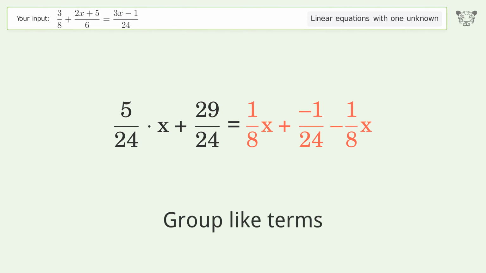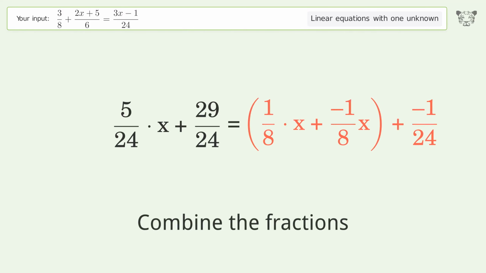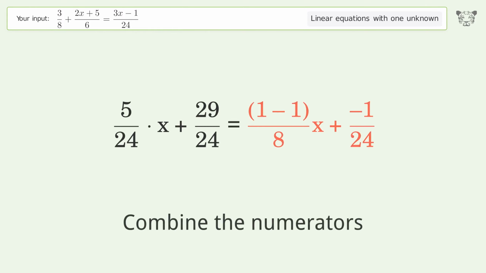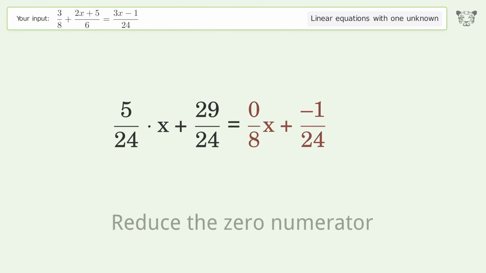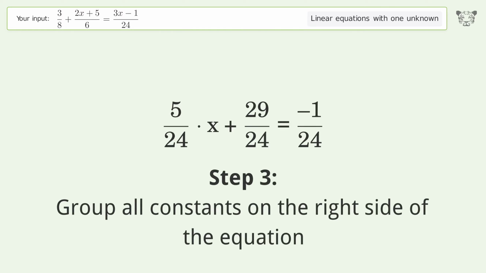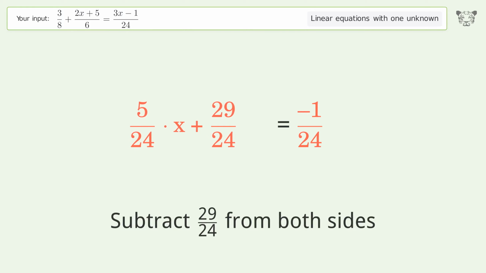Group like terms. Combine the fractions. Combine the numerators. Reduce the zero numerator. Simplify the arithmetic. Group all constants on the right side of the equation. Subtract 29/24 from both sides.